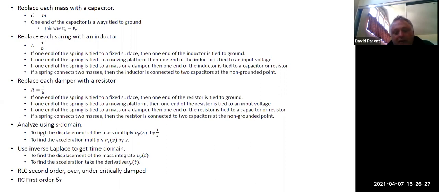Then you can analyze things in the S domain. You can find displacement, essentially position, by multiplying by 1 over S, because that's integration. And if you want to find the acceleration, you multiply by S because that's differentiation. Then if you want to know what that looks like in the time domain, you just take the inverse Laplace transform. If you have a mass, spring, and damper, you can determine: is this system overdamped? Is it critically damped? Is it underdamped? If it's a first order system, then things will change in 5 tau.